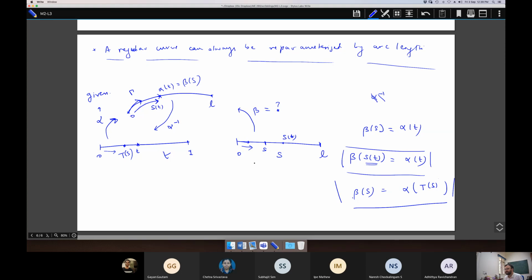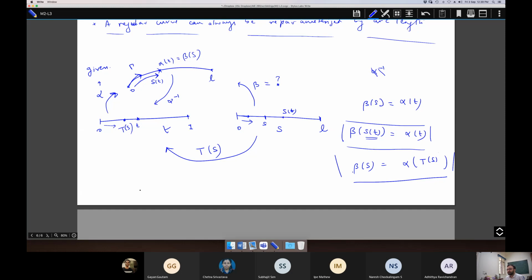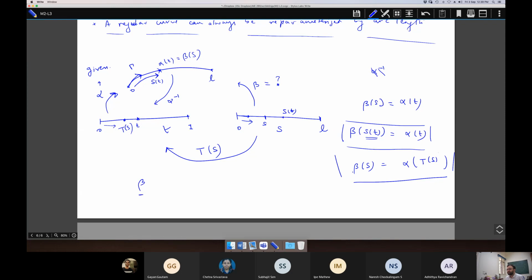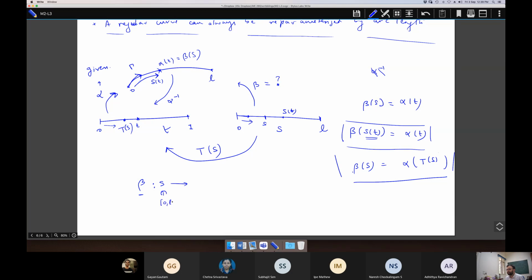Okay, so the missing link is basically this map capital T of S. You see that there is one arrow this way, one arrow this way, and another arrow this way. So what does this tell us about beta? How should the mapping beta be? Beta goes from S, which belongs to the interval 0 to L, and it will go to the same curve gamma, and the relation between beta and alpha is that beta of S equals alpha of capital T of S.